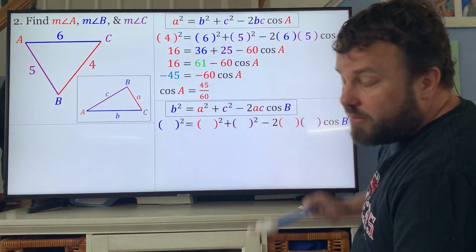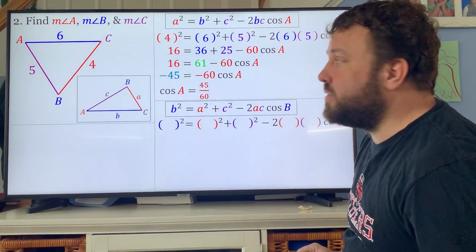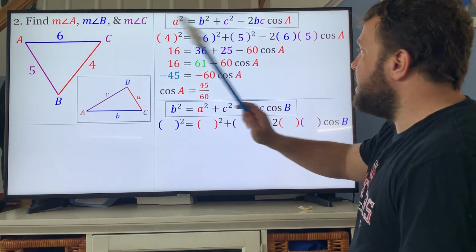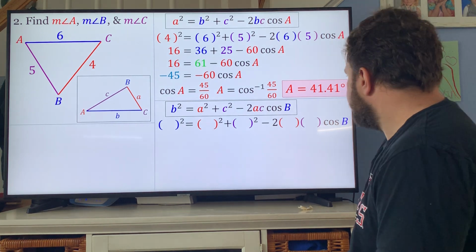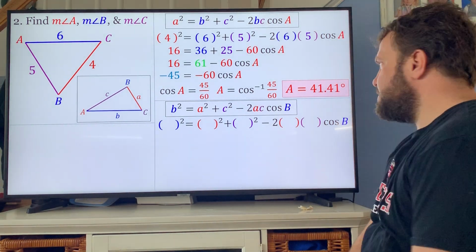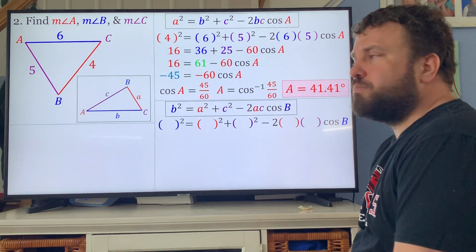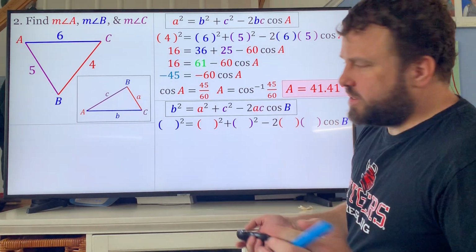If you want to make this 3/4 as well, if you want to make it 0.75, you can always make it a decimal, it doesn't matter. Inverse of cosine is 41.41 degrees. All right, easy as can be. Ready? Do that one on your own. All right, hopefully it's done.